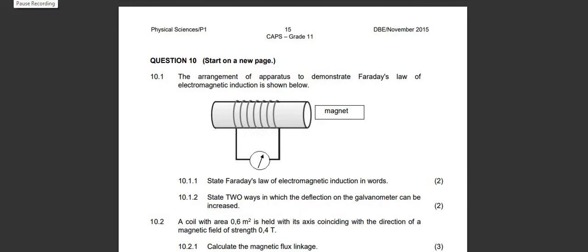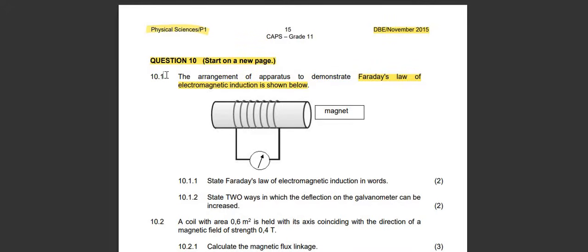Good day everyone. In this video we're going to be looking at a question from a previous exam paper. This paper was written in November 2015. It's Physical Sciences Paper 1, and if you look at the question you will recognize immediately that it is a question on electromagnetism, specifically Faraday's law of electromagnetism. So let us read that question, which is question 10.